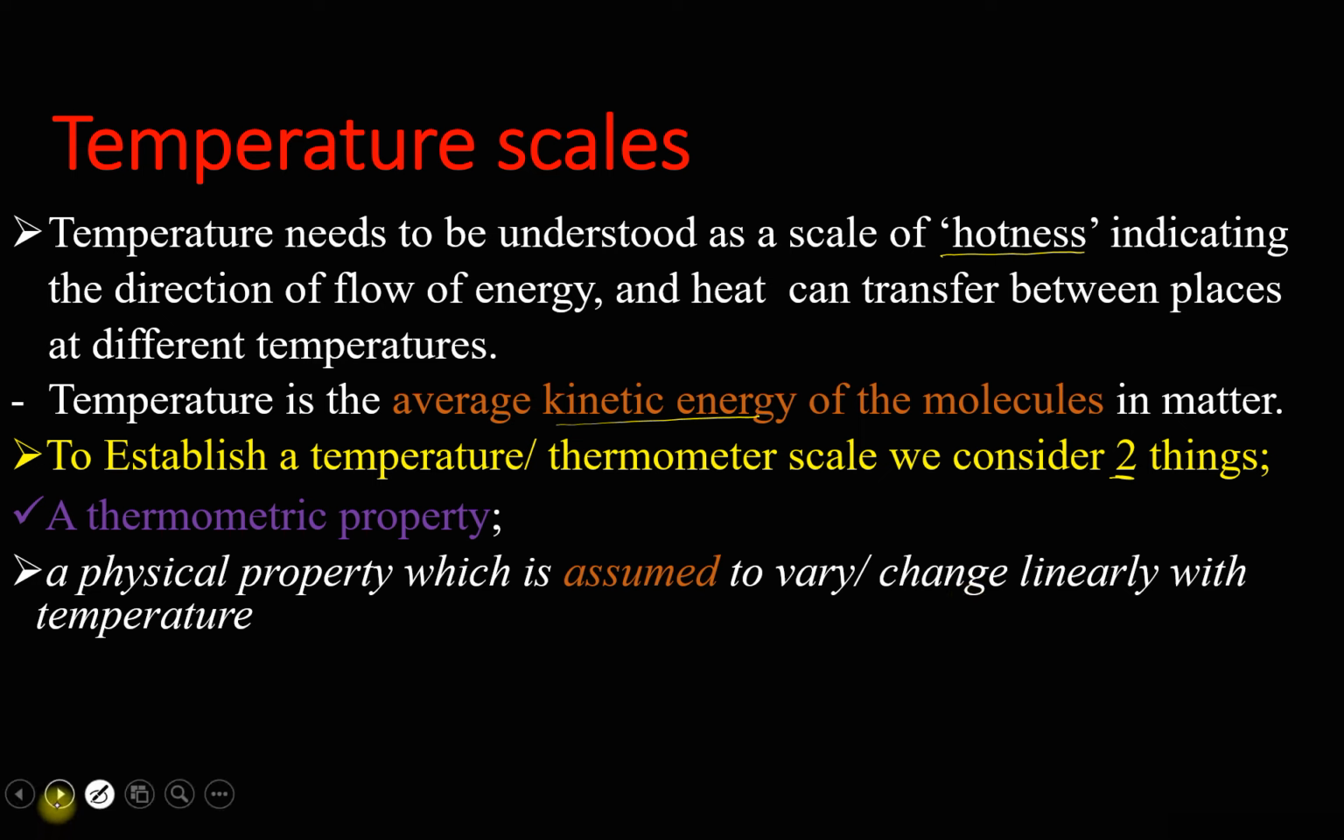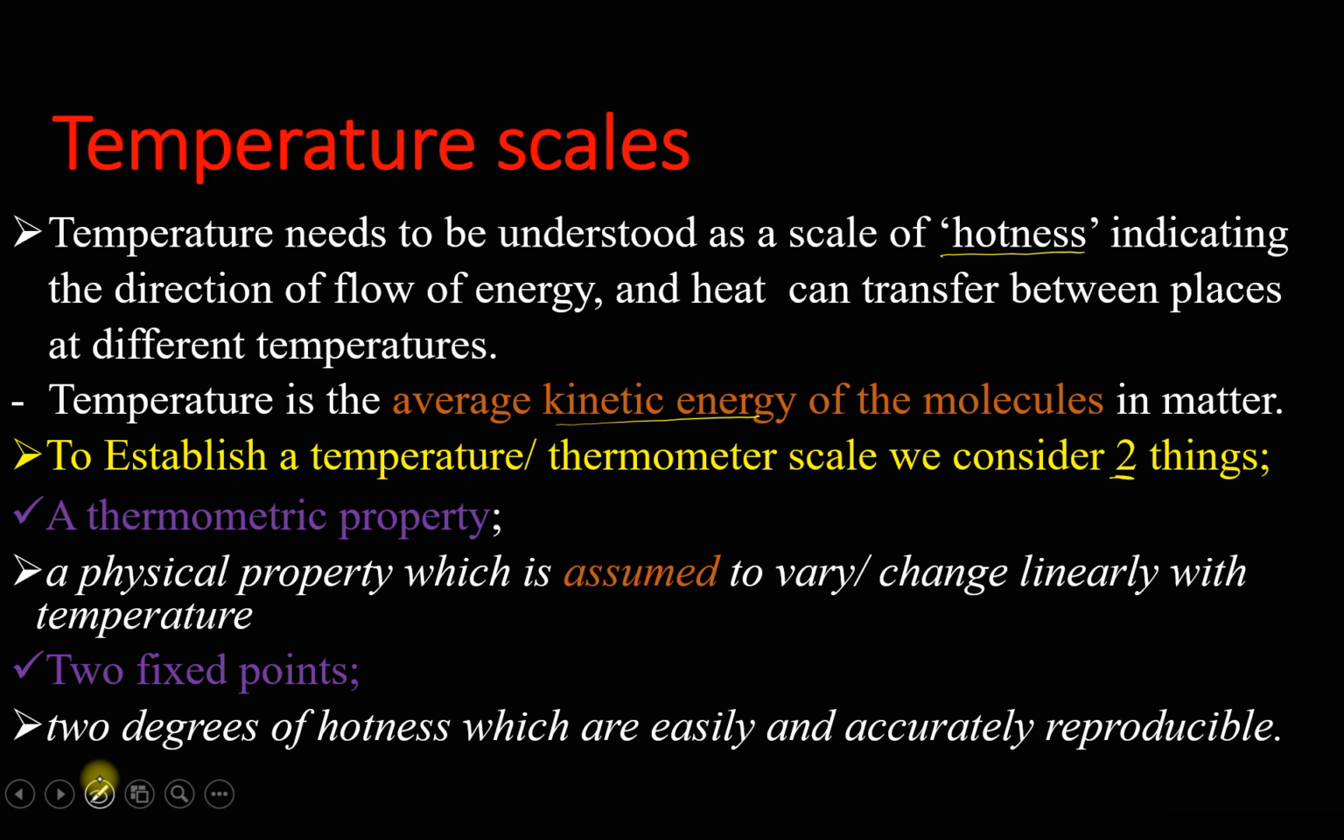Number two, we also need to have what we call fixed points. So we need two fixed points. The fixed points are 2 degrees of hotness which are easily and accurately reproducible. In your IGCSE, you must have mentioned two fixed points, for example, the ice point and the steam point. These ones are degrees of hotness which are easily and accurately reproducible in several experiments. So if I have the thermometric property and I have two fixed points, then I can easily establish what we call a temperature scale or a thermometric scale or a thermometer scale.